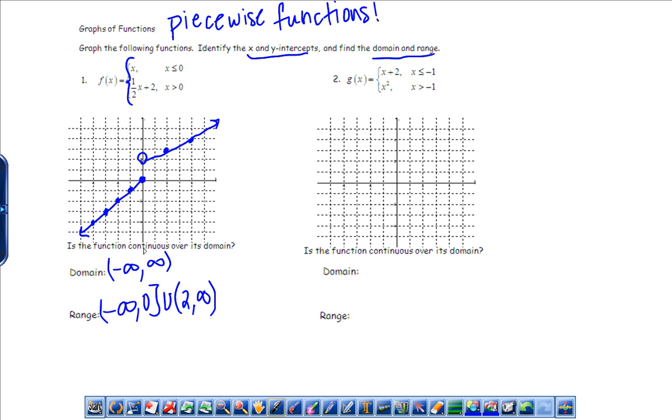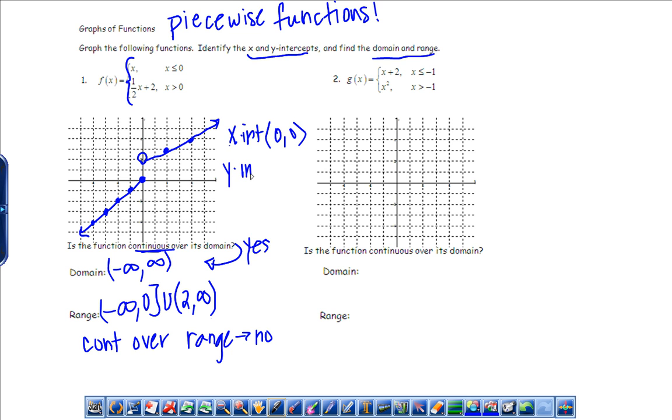And it says, is the function continuous? This right here answers it, and it is yes. If this question says continuous over range, the answer would be no. And it's no because it skips right here. There's a hole going up. So x-intercept is going to be 0, 0. And it looks like your y-intercept is also 0, 0.